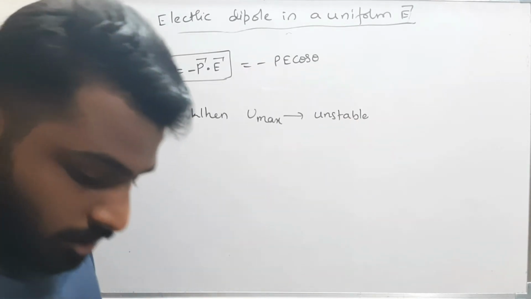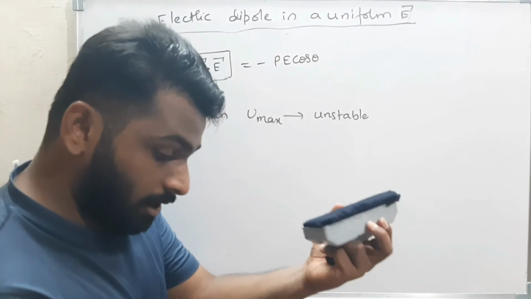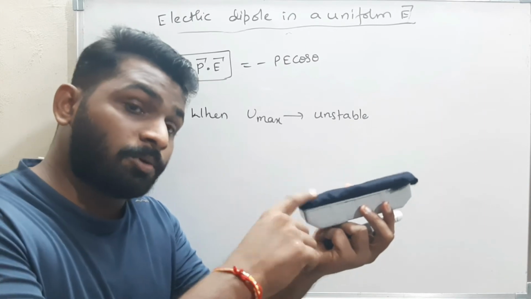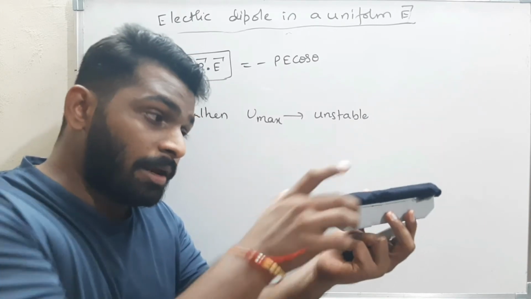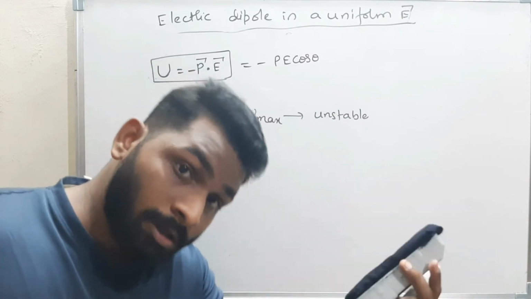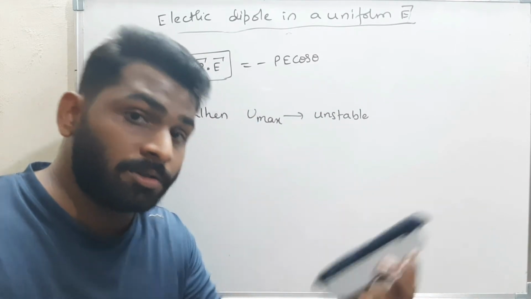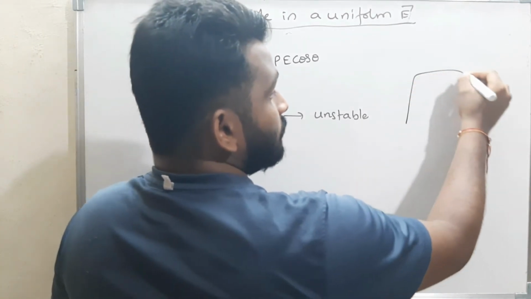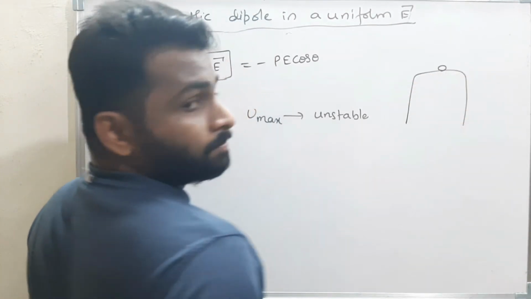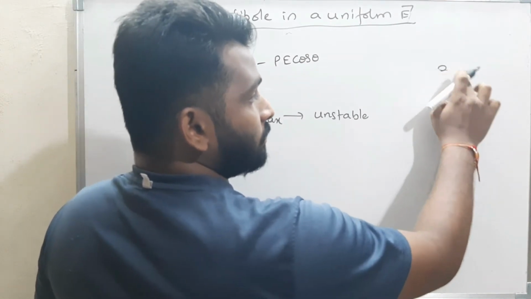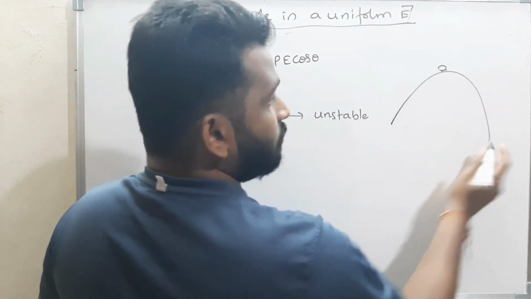Now see here. I took this duster and kept it at a height h. Now the potential energy is mgh, that means the potential energy is positive. When I leave it, what will happen? It will fall down. That means it is an unstable condition. Will you accept that? Now see here. This is some ball. Assume it is in this condition.